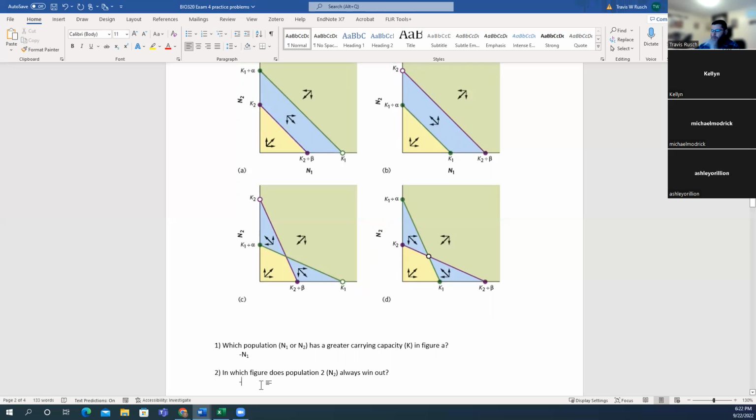And then what about number 2? In which figure does population 2 always win out? B. We already talked about it. B is going to win out because K2 is where equilibrium is going to be reached, and it has a higher isocline and a greater carrying capacity.